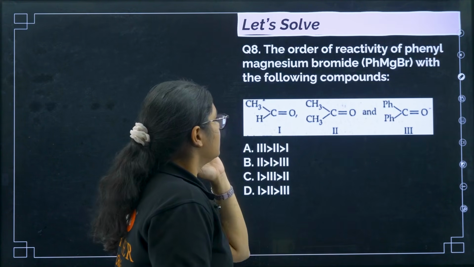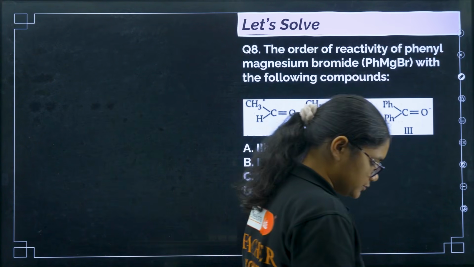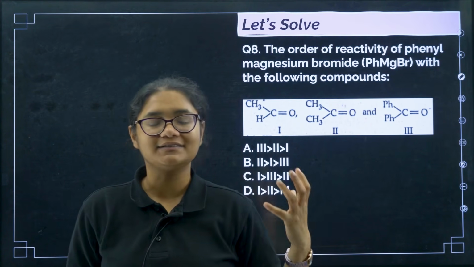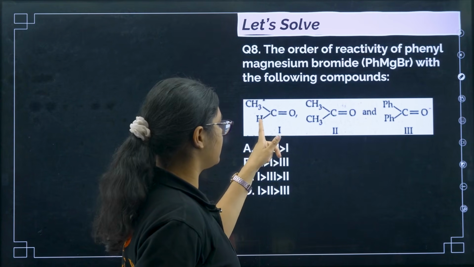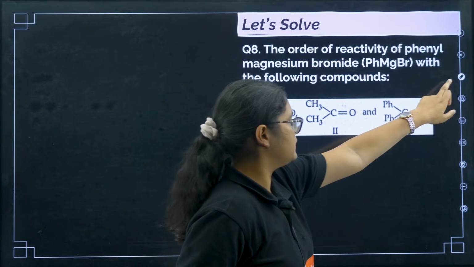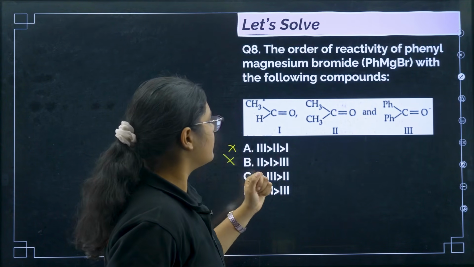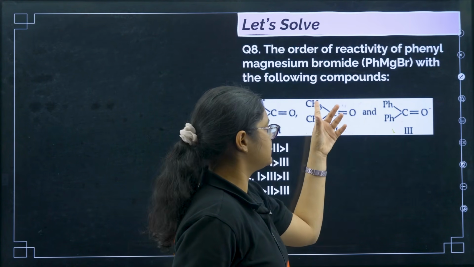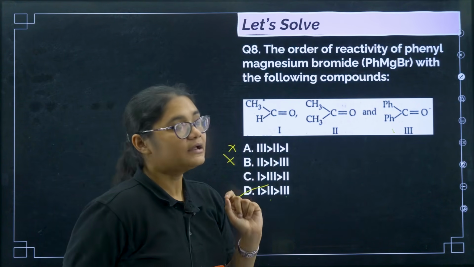Next, order of reactivity. Okay, so listen here, whenever we talk about aldehydes and ketones, always aldehydes are more reactive than ketones because of their less steric hindrance. So you can see here that the first one is an aldehyde, so the first one will be more reactive. So I can eliminate option number A and B. Now you see there is more hindrance, big phenyl groups are present, here there are CH3 groups. So after 1 there will be 2 and then 3, so the correct answer will be option D.